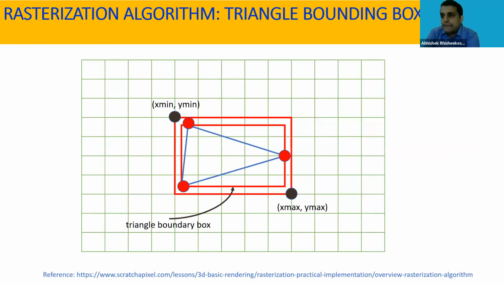Now, let's go through a rasterization algorithm. In order to reduce the number of pixels that need to be traversed as part of rasterization for each triangle, the algorithm computes a bounding box for the triangle to be rasterized. Computing the bounding box involves finding the minimum and maximum x and y coordinates of the three vertices making up the triangle in raster space.